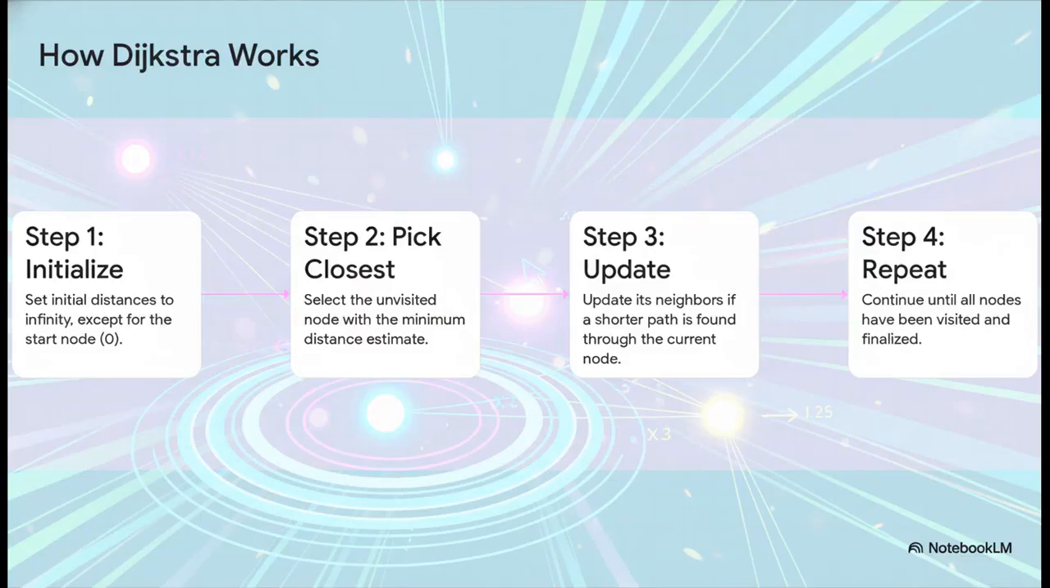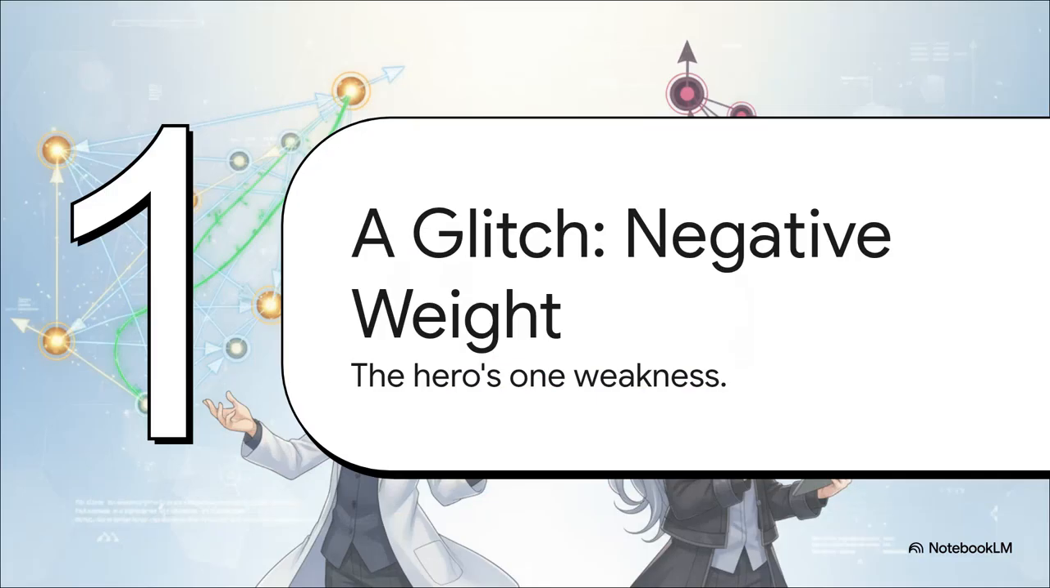And this is basically how it works. It starts where you are, and it pretends every other place is infinitely far away. Then it just methodically works its way out. It looks for the closest spot it hasn't been to yet, goes there, and then tells all the neighbors of that spot, hey, I might have found a faster way to get to you. It just keeps repeating that, expanding outward like a ripple in a pond. It's actually pretty elegant. But, every hero has a weakness, right?